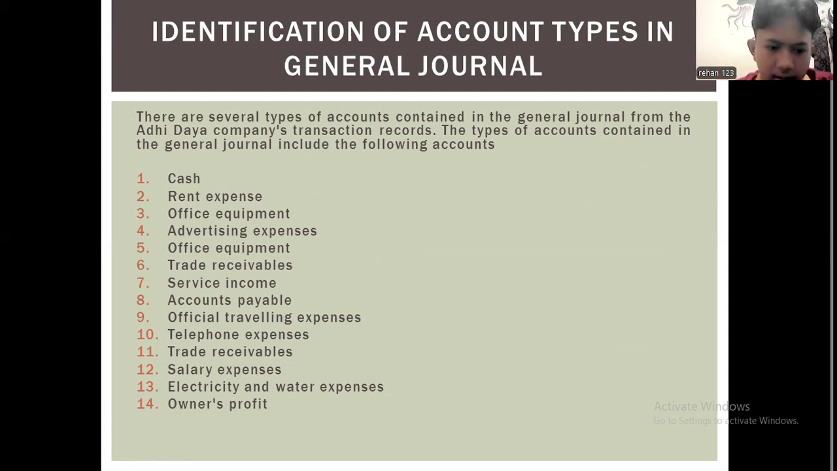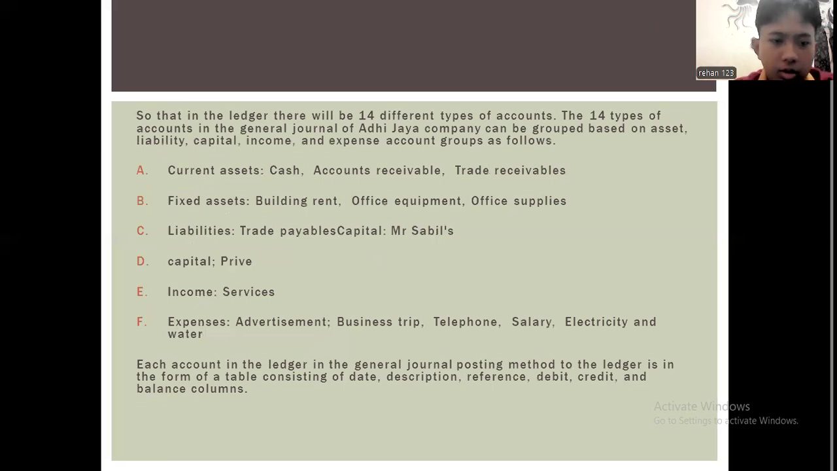receivable and service income, accounts payable, official traveling expense, telephone expense, trade receivables, salary expense, electricity and water expense, and owner's profit. So that is the ledger, which will have different types of accounts.